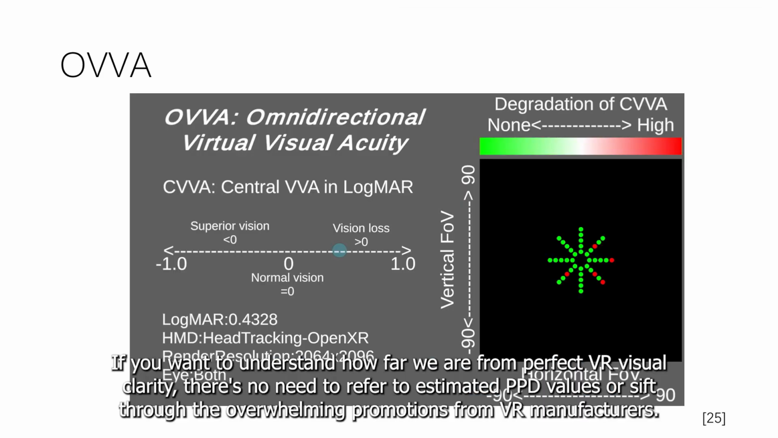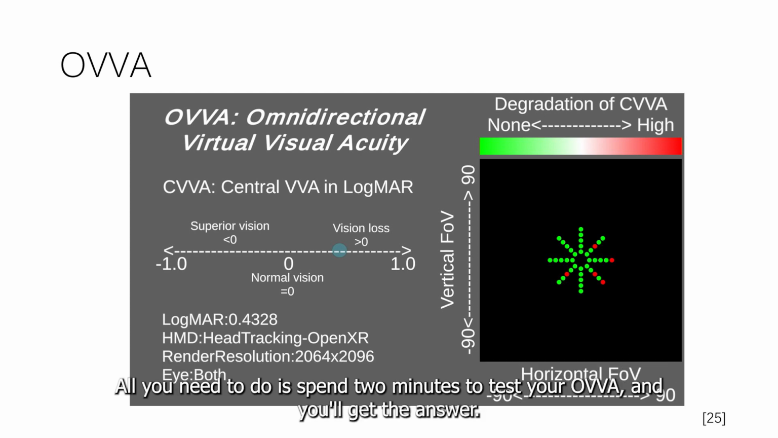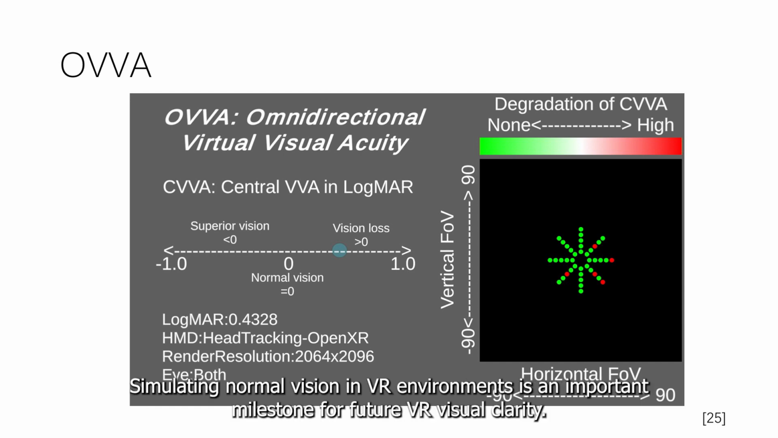If you want to understand how far we are from perfect VR visual clarity, there's no need to refer to estimated PPD values or sift through the overwhelming promotions from VR manufacturers. All you need to do is spend 2 minutes to test your OVVA, and you'll get the answer. Simulating normal vision in VR environments is an important milestone for the future of VR visual clarity.